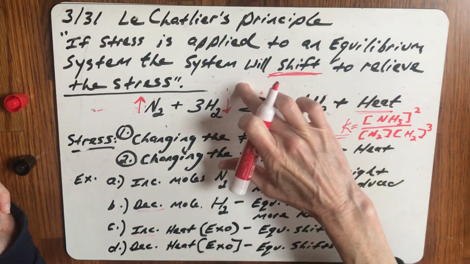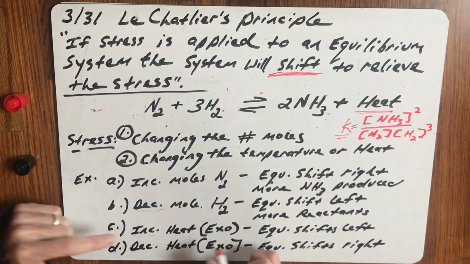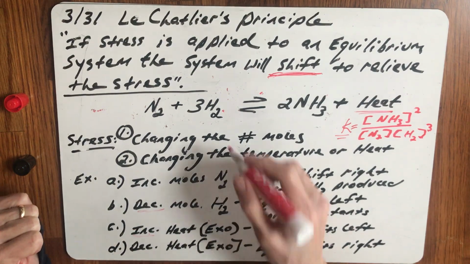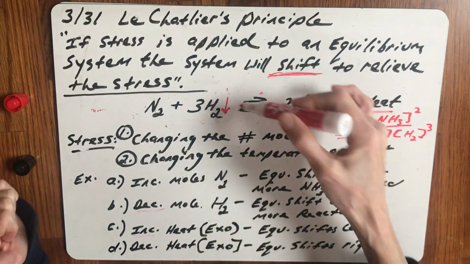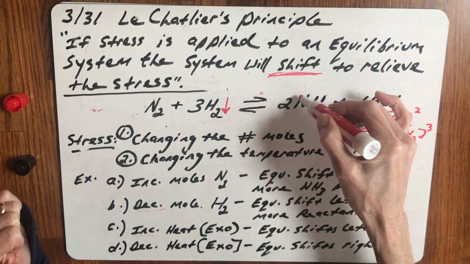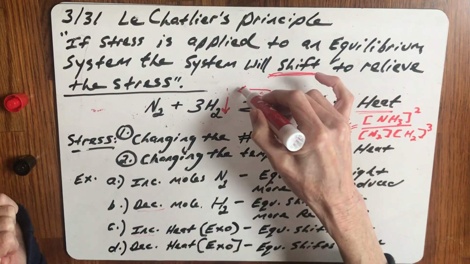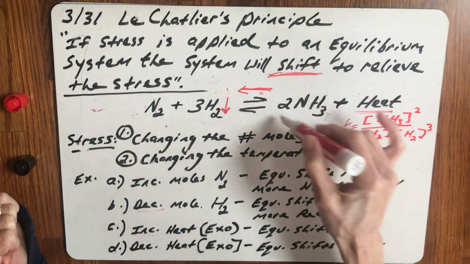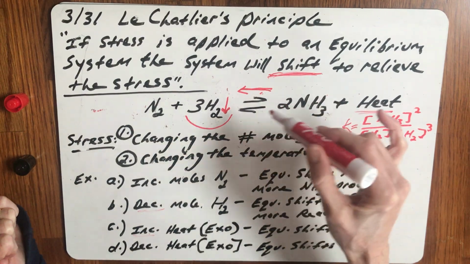Now let's try something different. Let's say that we decrease the moles of hydrogen gas. So my stress is a decrease in the amount of hydrogen, so if I decrease the amount of hydrogen, what happens is that the NH3 is going to move in this direction. In other words, the reaction moves in this direction. So some of this is given up to fill up the deficit that I've created here.